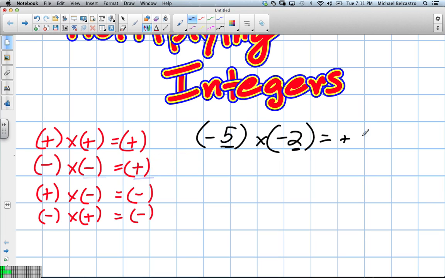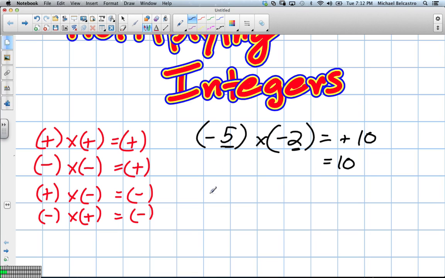What is 5 times 2? 10. Now, when I write positive 10, do I have to write that plus sign in front? No, it's just assumed, right? So we would just write the number 10. But if it's negative, you have to write the sign. Otherwise, we assume it's a positive.